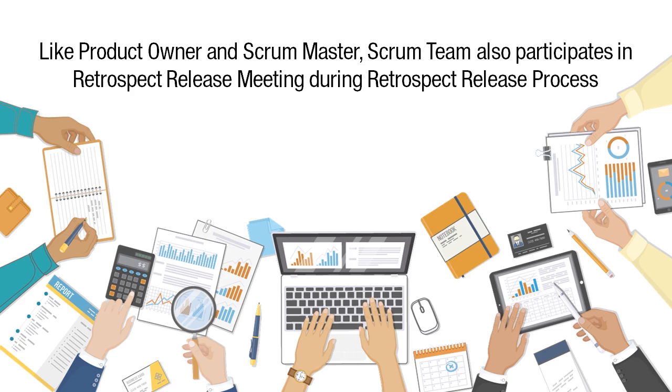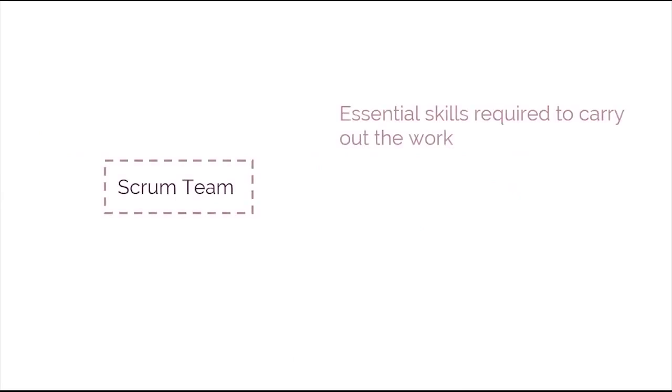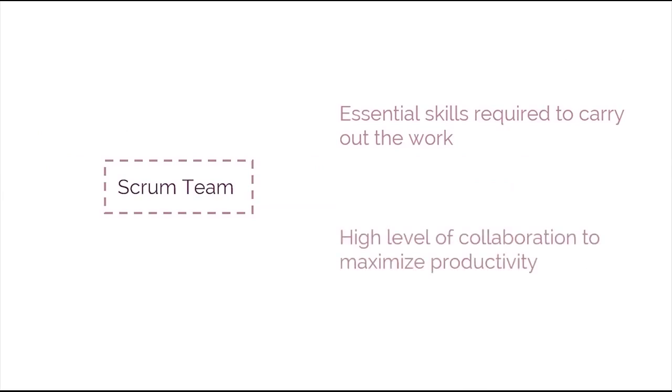Like the product owner and the Scrum Master, the Scrum Team also participates in the retrospect release meeting during the retrospect release process. It's important for the Scrum Team to possess all the essential skills required to carry out the work of the project. It's also necessary to have a high level of collaboration to maximize productivity so that minimal coordination is required to get things done.